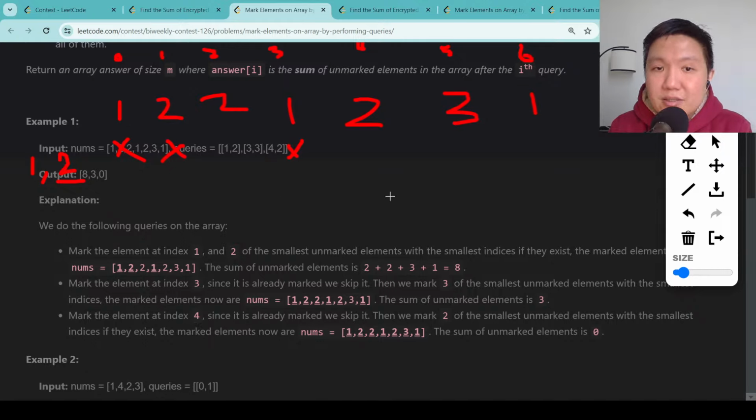Okay? And then the third step is to calculate the remaining sum. So the remaining sum is 2 plus 2 plus 3 plus 1, which is 8. Okay? So that 8 is the first number. So the next query is 3, 3. So same thing, we go to index number 3 here and we mark it. But since it's already marked, it doesn't matter. Let me just use a different color. So these are marked, marked, marked.